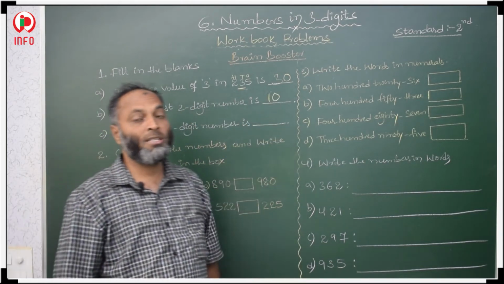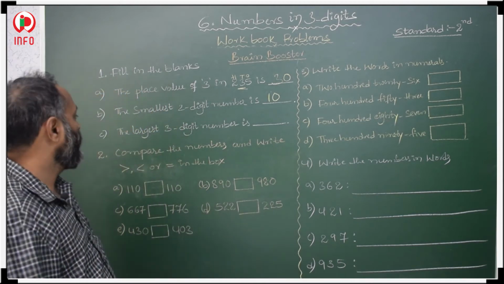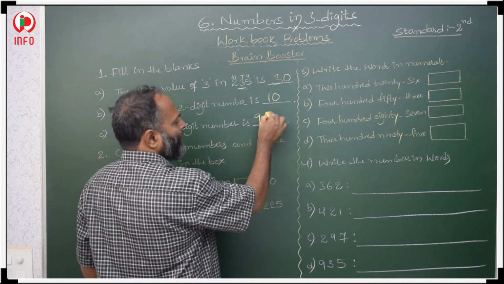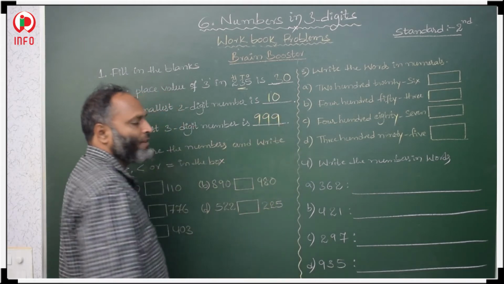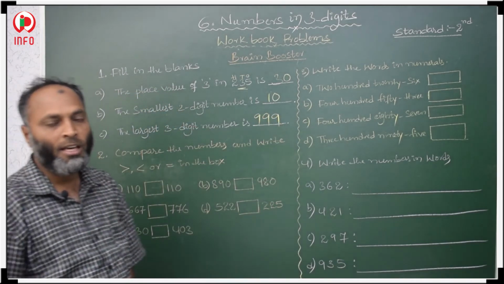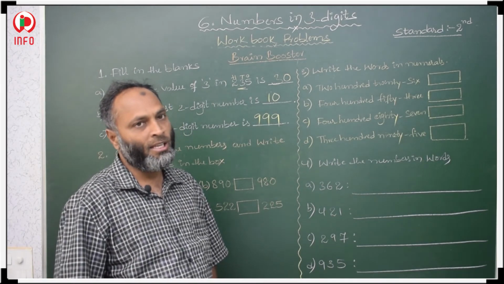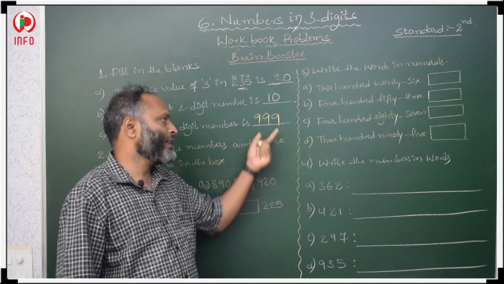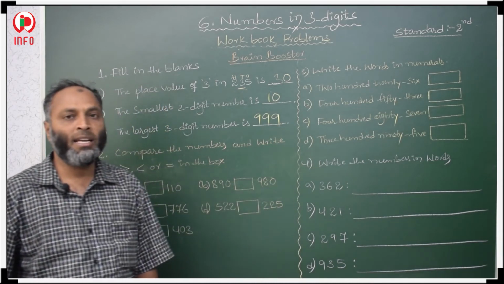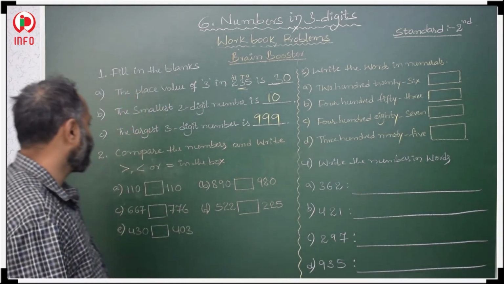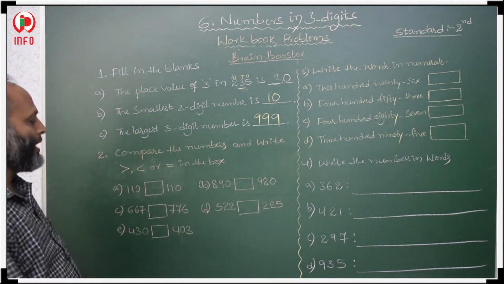10 is the smallest 2-digit number. The largest 3-digit number is 999. 3 nines we have to write. If it asks for the largest 2-digit number, 2 nines we have to write. So like that, here 3-digit is asked, so 3 nines we have to write, that is 999.